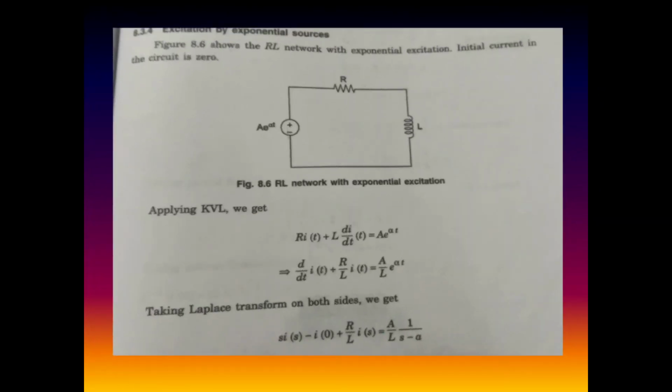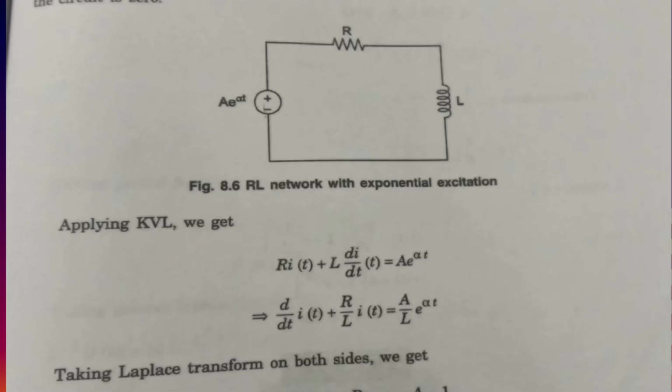Next we have to go for the exponential response of this RL circuit. So we are applying the exponential input A into e power at for this circuit. When I am writing KVL for this circuit, it can be written as R into i of t plus L into di by dt equal to A into e power at. So when I am applying this, we are getting this equation in the form of d by dt of i of t plus R by L into i of t equal to A by L into e power at. I am rearranging this equation so as to take the Laplace transformation easily.